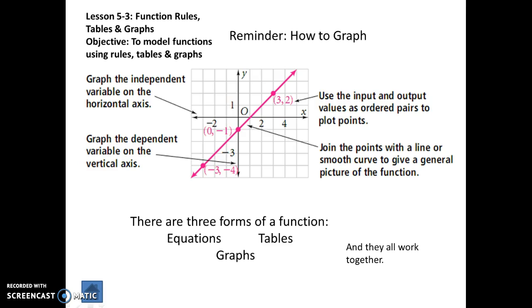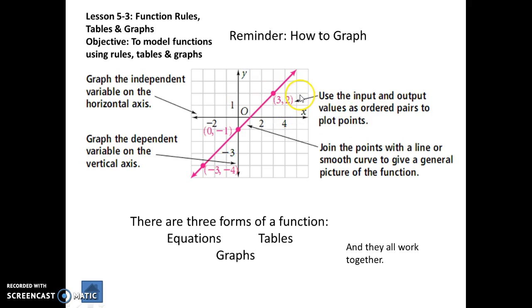On this slide we have a review of how to graph. If you don't need this, you can skip past this part, but I strongly suggest that you at least think about what you need to do. So, how to graph. The independent values, where the x values are, are on your horizontal axis. Your dependent values are on your y, or vertical, axis. So we use the input and the output values as ordered pairs to plot the point.